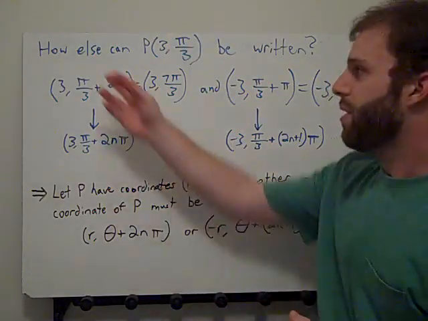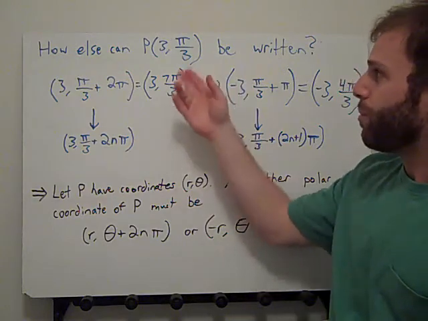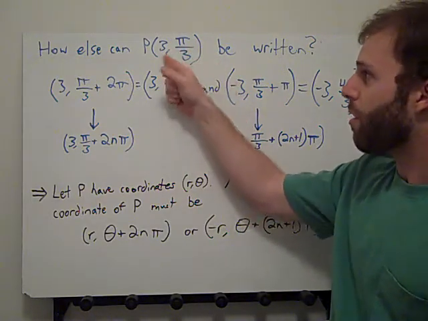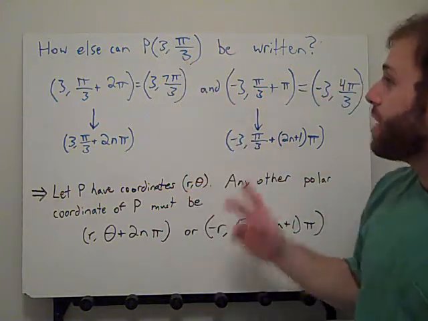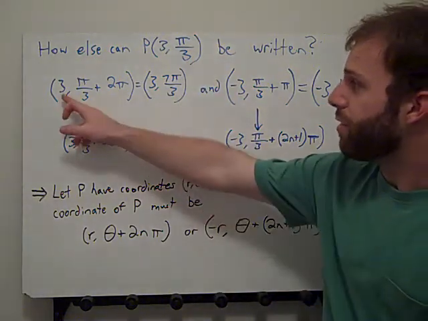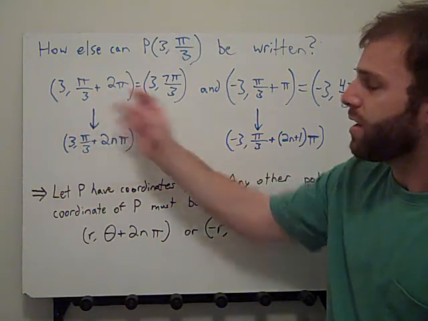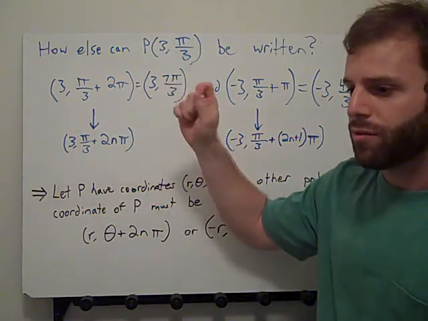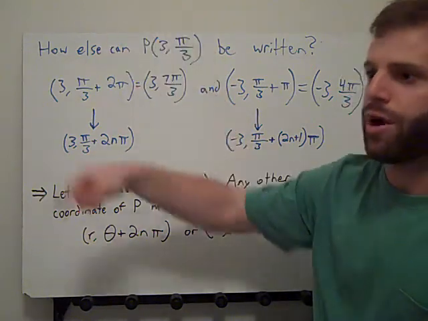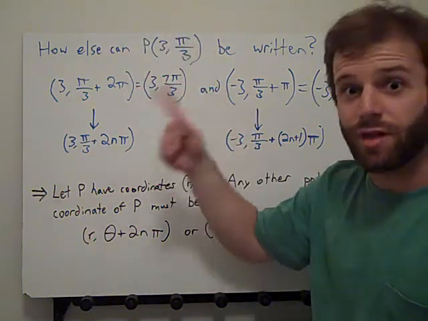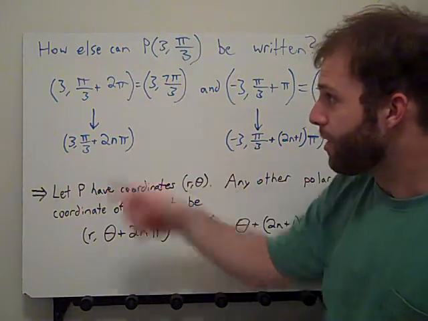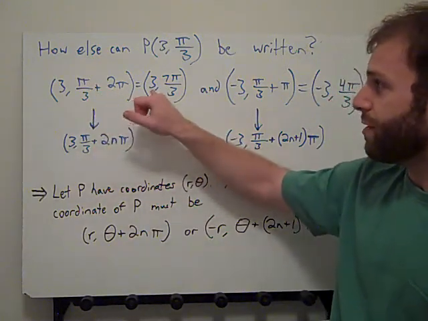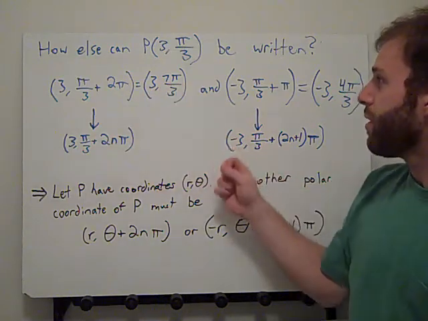So here's a quick example. How else can we represent 3, pi over 3? That's r and that's theta. It's a polar point we're given. So we've got 3 and pi over 3, and if you think about it, any point on the plane, if you bring it around 2 pi, it's just going to be the same point because 2 pi is a whole circle. So we can just add 2 pi to that, and it's going to be the same point, which is going to give us 7 pi over 3.